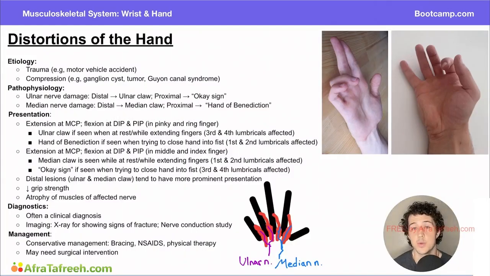Which leads into the last point I'll talk about, which is that distal lesions are going to have more prominent presentation than proximal lesions. And that's because distal lesions will present with more muscle imbalance. And so that imbalance is the presentation we're seeing. So greater imbalance means a greater, more prominent presentation.